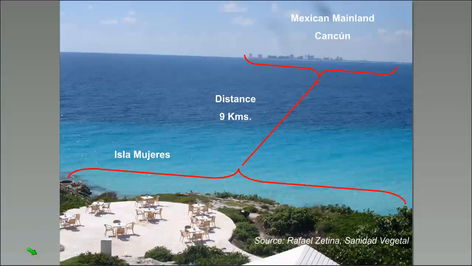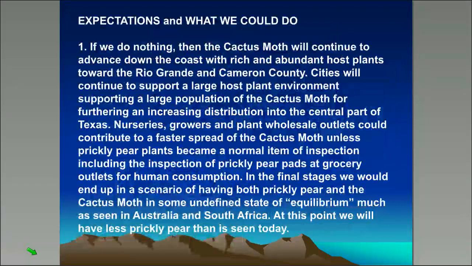So what are our choices here in Texas? Our expectations, if we do nothing, the cactus moth will continue to advance down the coast. Our coastline is rich with abundant host plants, and it'll end up at the mouth of the Rio Grande in Cameron County. Cities will continue to support a large host plant environment, supporting a large population of the cactus moth for feathering and increasing distribution into the central part of the state of Texas.